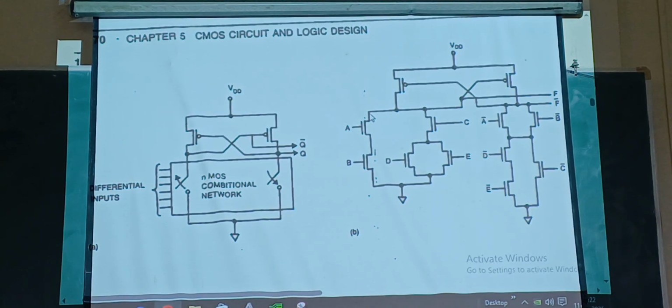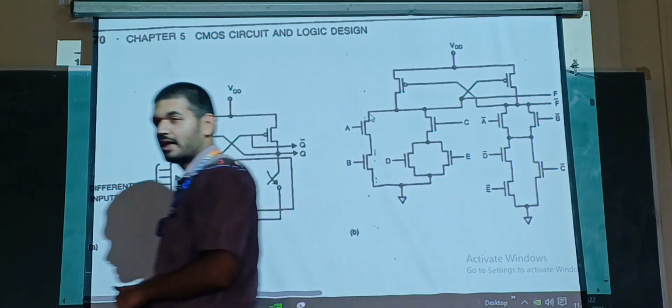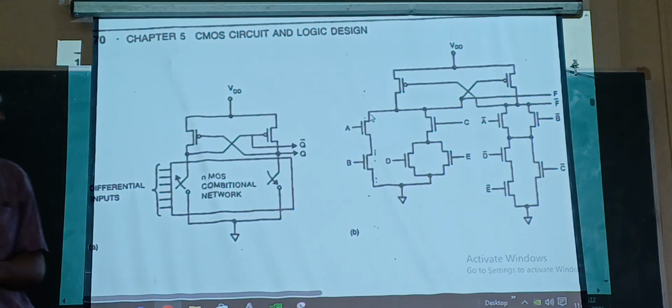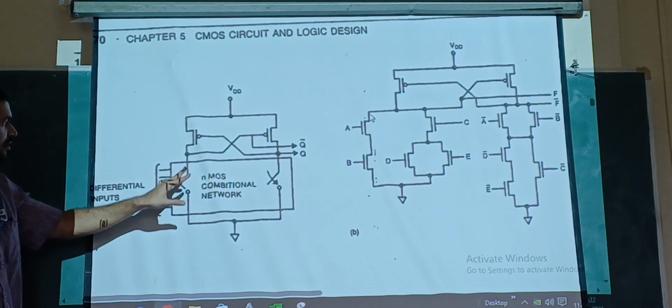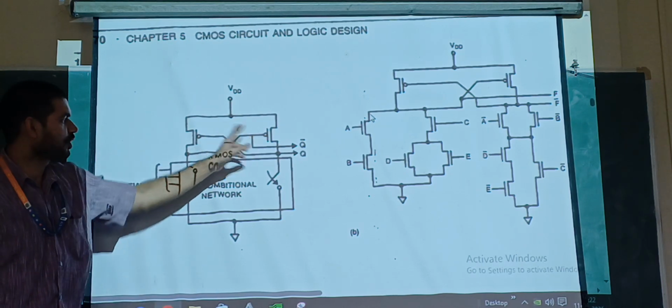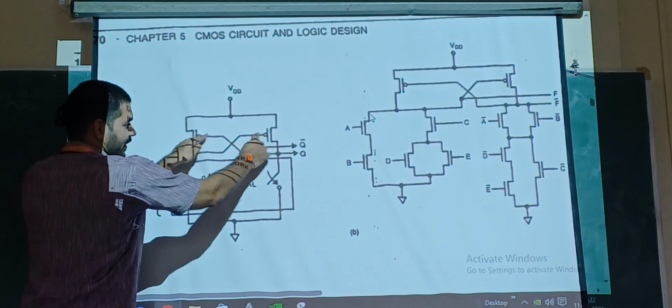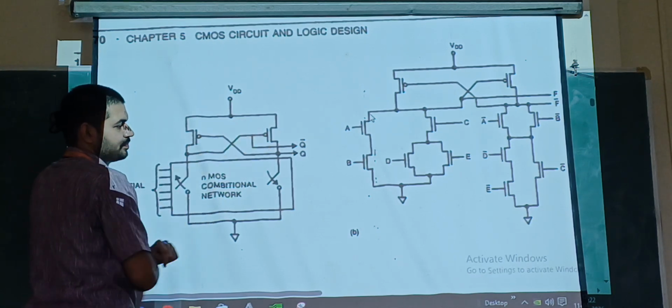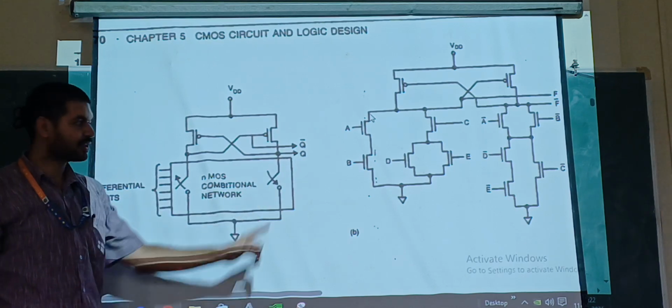Okay. So now we are going through CVSL logic. CVSL logic is cascade voltage switch logic, in which this is the general diagram. We use two PMOSFETs, and the gates of both the PMOSFETs are connected to the output. So this is the output of the Q.